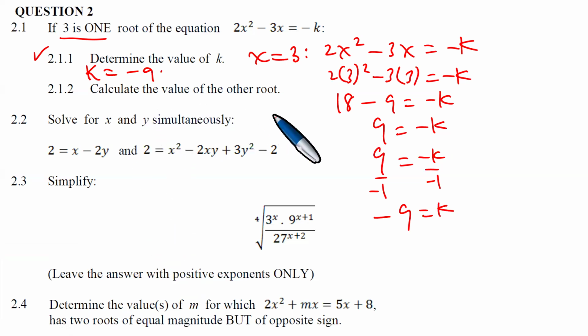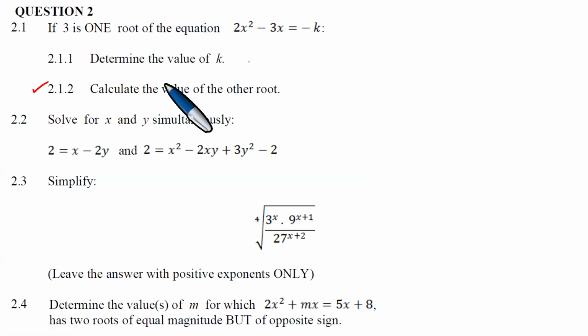Calculate the value of the other roots. How to find the value of the other roots? Anyone? So obviously at this point, we are sure that k equals minus 9. What is the value of the other roots?